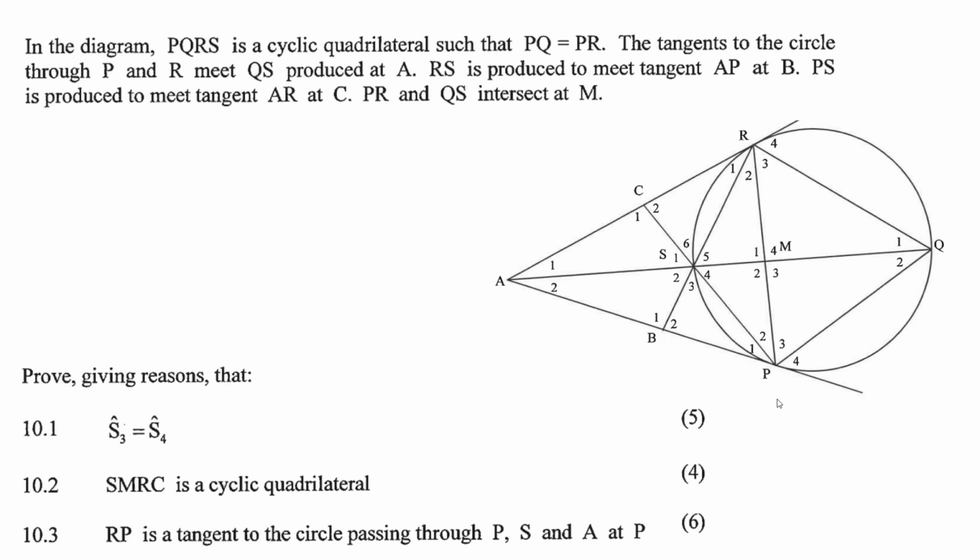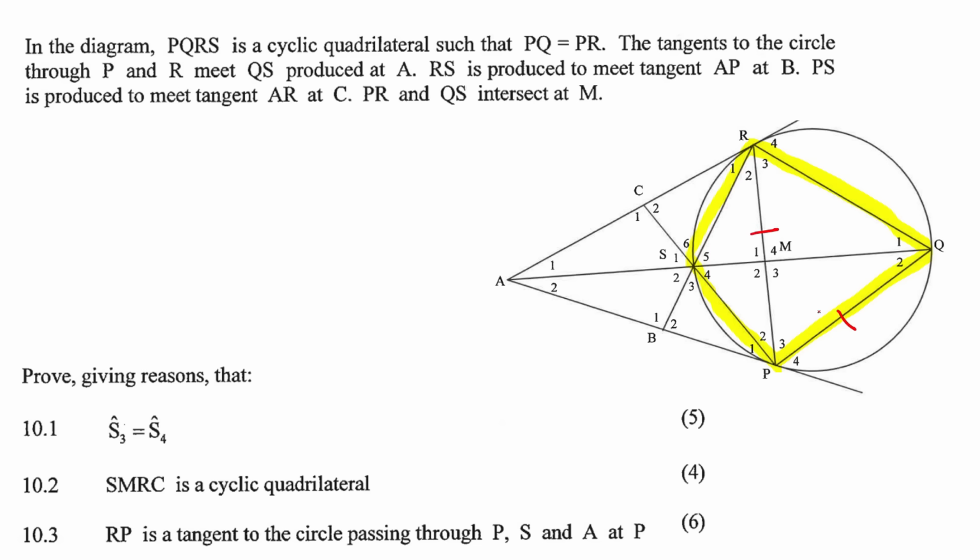In the diagram, PQRS is a cyclic quadrilateral. Where are you, PQRS? Yeah, of course it is. Don't know why they say that. If it touches all 4 sides of a circle, they don't need to tell us it's a cyclic quad. We know. Anyways, okay. Such that PQ and PR are the same. That's important. PQ and PR. Oh, PR is here.